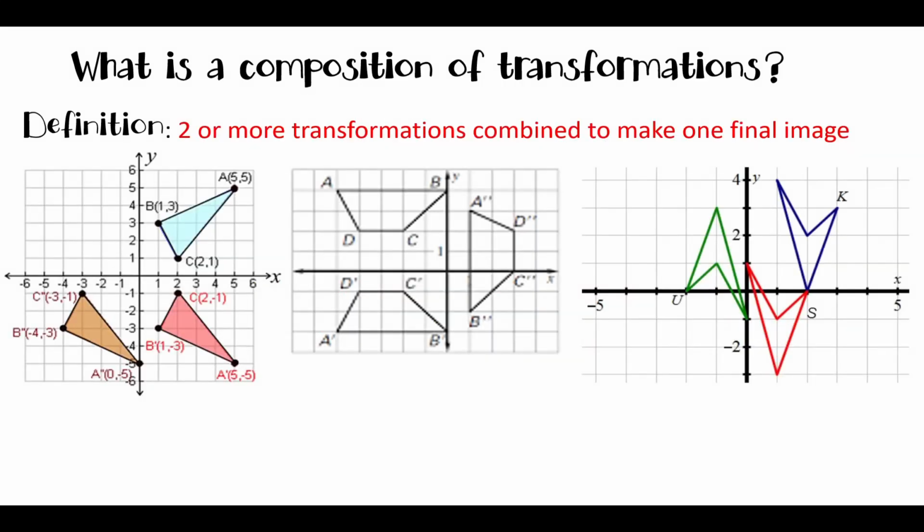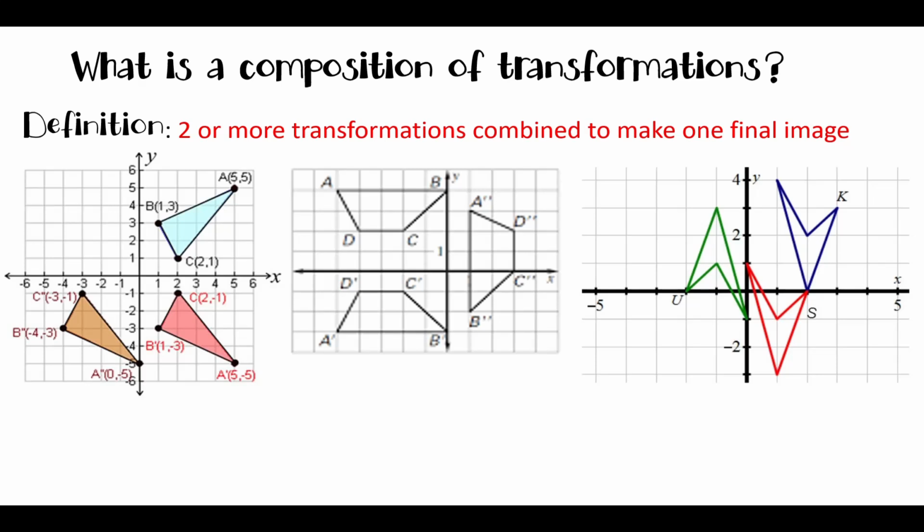So the definition of a composition of transformations is when two or more transformations are combined to make one final image. So far in this unit, we've learned how to translate, rotate, reflect, dilate, all these things. Now we're going to combine them together and do multiple transformations for one full composition.